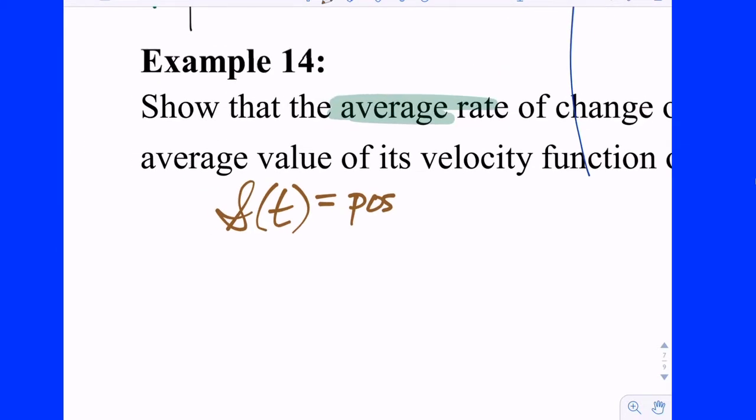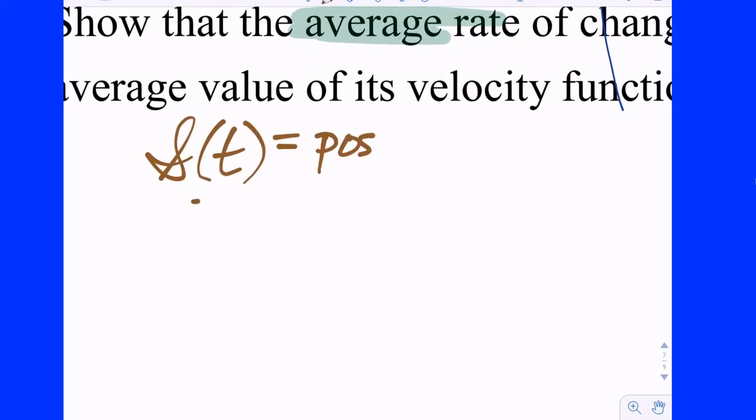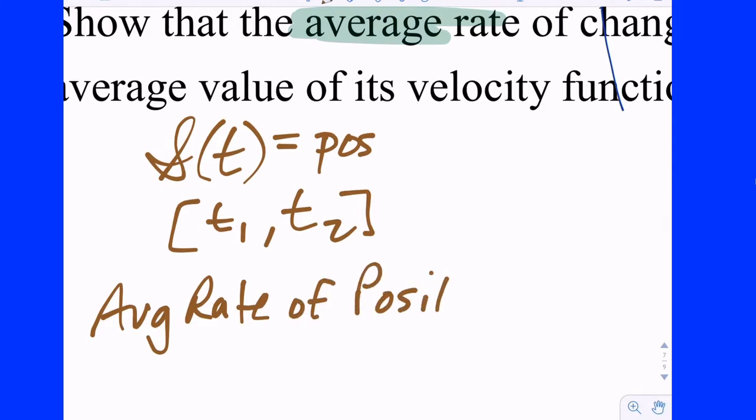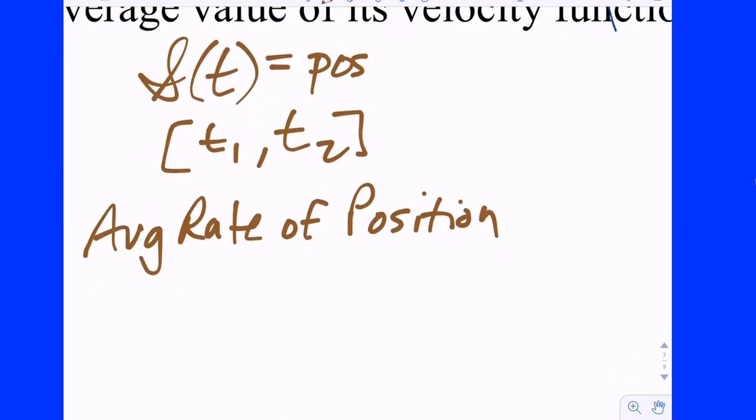All right. So if I'm trying to find the average rate of change of position on the interval from t1 to t2, what's another way to say average rate of change of position? What do we call the rate of change of position? Speed, right? Or in general, velocity, right? So the average rate of change of position is velocity.